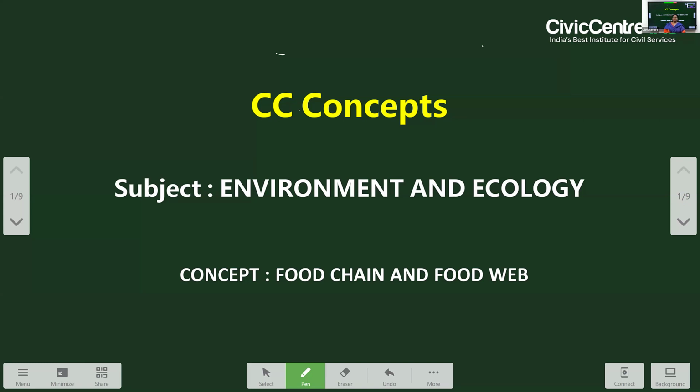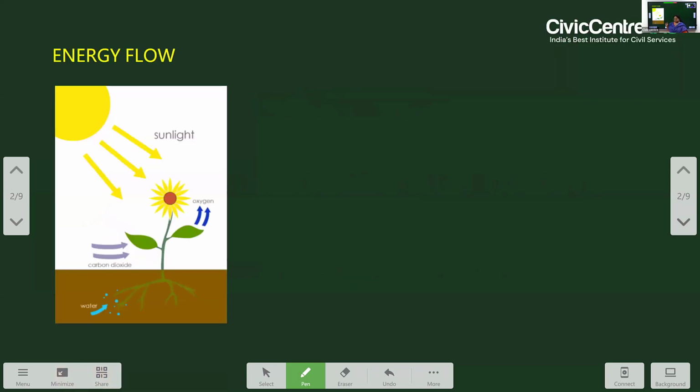Aspirants, today we are here to discuss a new concept in the subject Environment and Ecology, that is food chain and food web. To understand the concept of food chain and food web that we are very familiar with since our school days, we have been studying food chain and food web. But when a question appears in a competitive examination, we tend to confuse over the options.